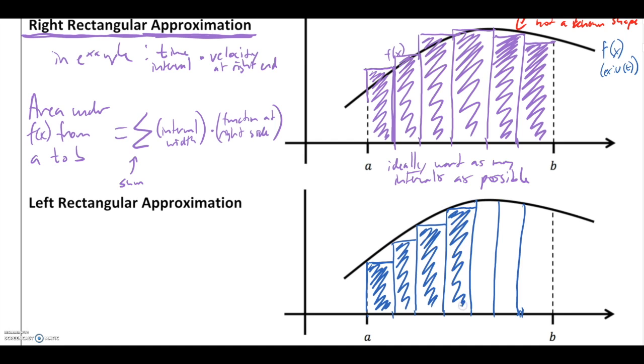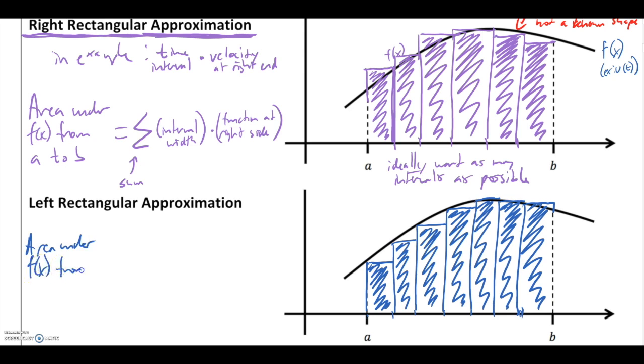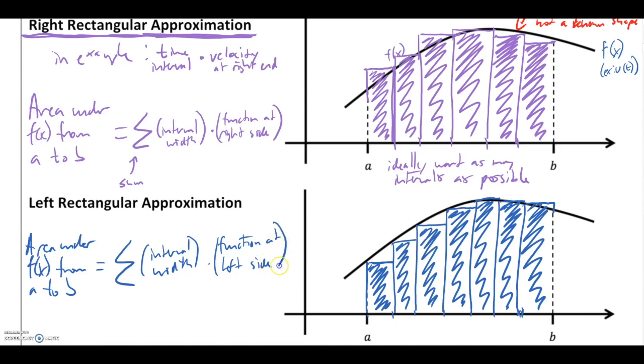Notice how these first several are underneath this particular curve because it's increasing, and then they start getting a little bit higher. And then we start getting some over approximations that again we hope kind of balance everything out. And how we would figure out this area under f of x from a to b, the sum of the interval width times the function value at the left side, at the left end of the interval.